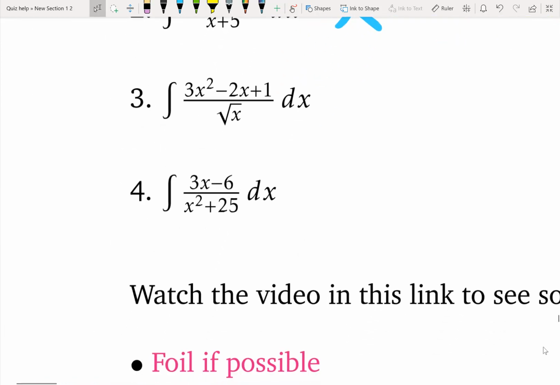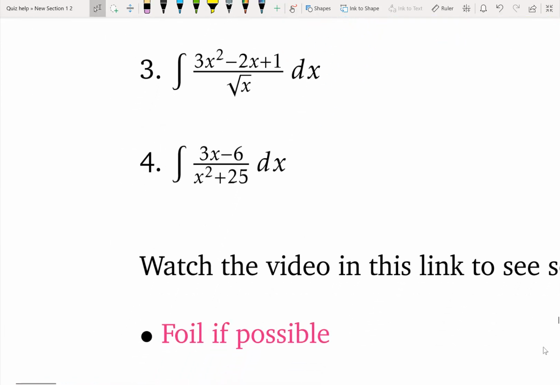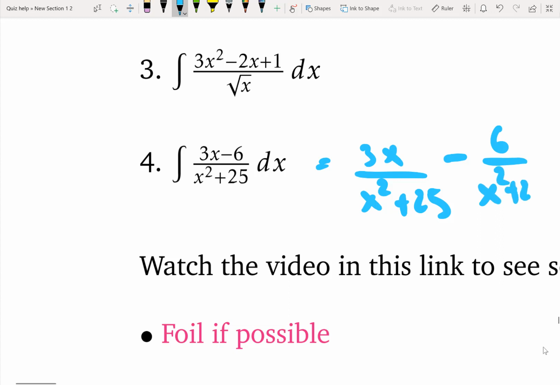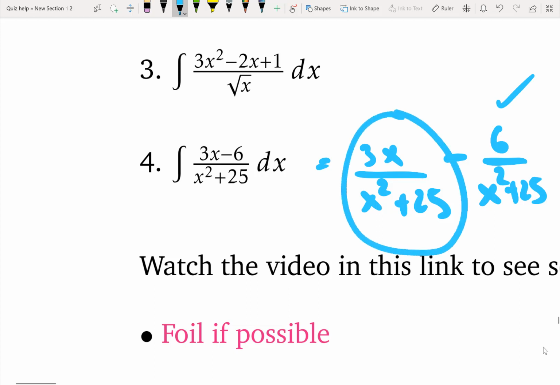Same here, question 4. If you use that rule, it's 3x over x square plus 25 minus 6 over x square plus 25. Can we use the help? No, we know how to integrate this one using tangent inverse from the previous video, right? But we don't know how to integrate that yet. It didn't help. Okay, all right.